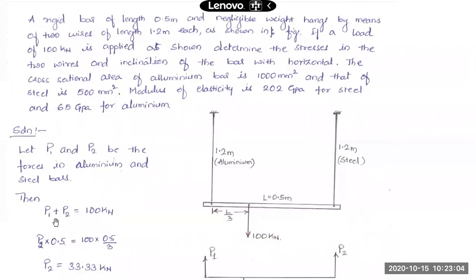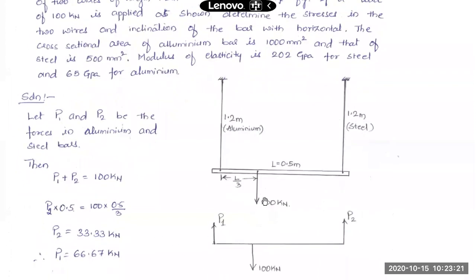What happens is the force in aluminum plus the force in the steel bar should be equal to 100 kilonewton. That is one relation for equilibrium. Along with that, I take the moment of all the forces acting on this bar. What are the forces here? One is this 100 kilonewton, which is applied in the vertically downward direction. The other two forces acting on this bar are the forces in the cables or wires, P1 and P2, the force in the aluminum bar and the force in the steel bar.